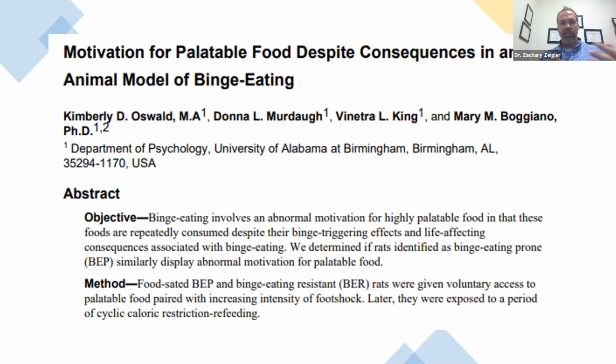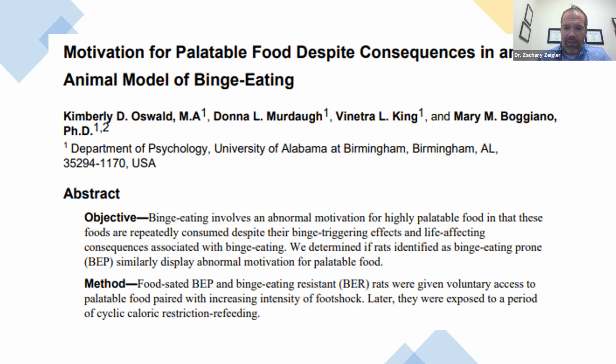What they were trying to do, if someone's addicted to drugs, we know that they will do a lot of actions even though there are negative consequences. So what these authors were doing is they were trying to see if rats would continue to eat sugar in response to a negative consequence. And they did this with rats that were binge eating rats, so rats that were bred to be binge eaters. And they also did this with non-binge eating rats.